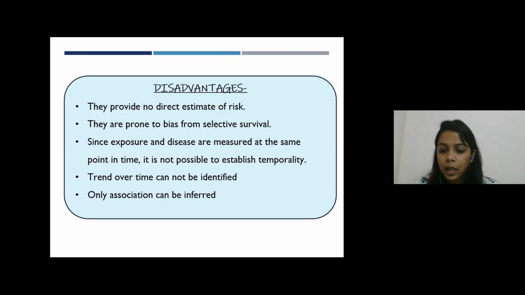People who have hypertension are at a 2 times or 3 times higher risk. You cannot make statements like that with regard to a cross-sectional study. They're prone to bias, and since both exposure and disease are measured at the same time, you cannot establish temporality. That is, temporality is basically your time element that comes into the picture. That is, you have to have hypertension in order to eventually have periodontitis. And these cross-sectional studies do not establish temporality. The trend over time cannot be identified, and only association can be made.